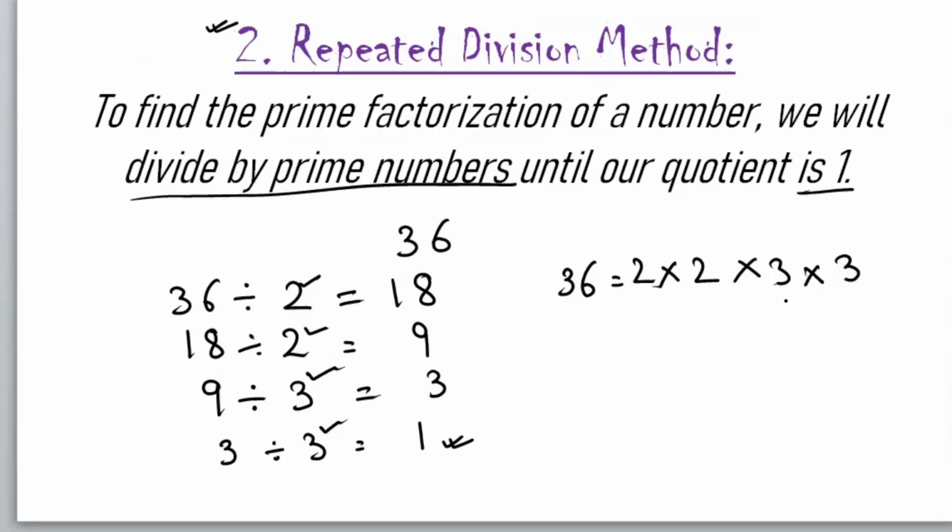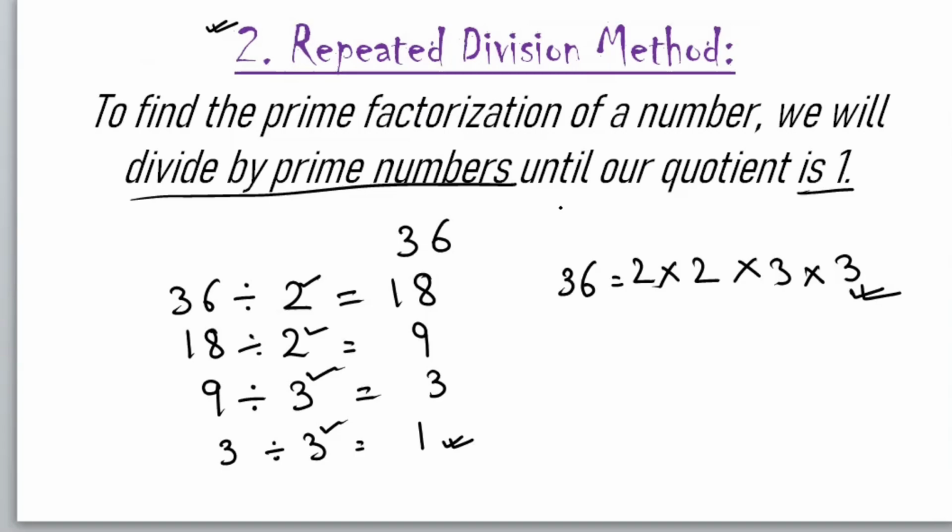This will be the prime factorization of 36: 2 times 2 times 3 times 3. The 2 times 2 is 4, 4 times 3 is 12, 12 times 3 is 36. So the prime factorization of 36 will be 2 times 2 times 3 times 3. We did this by the repeated division method.